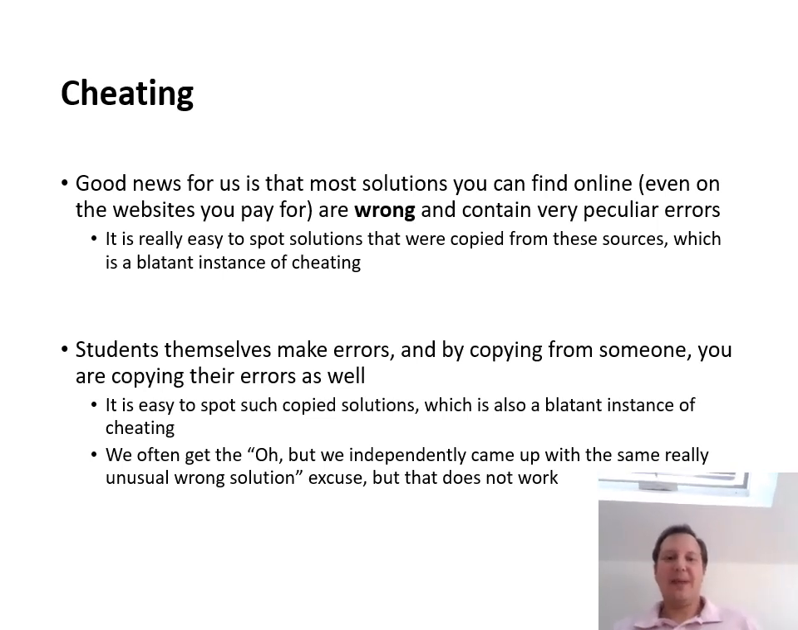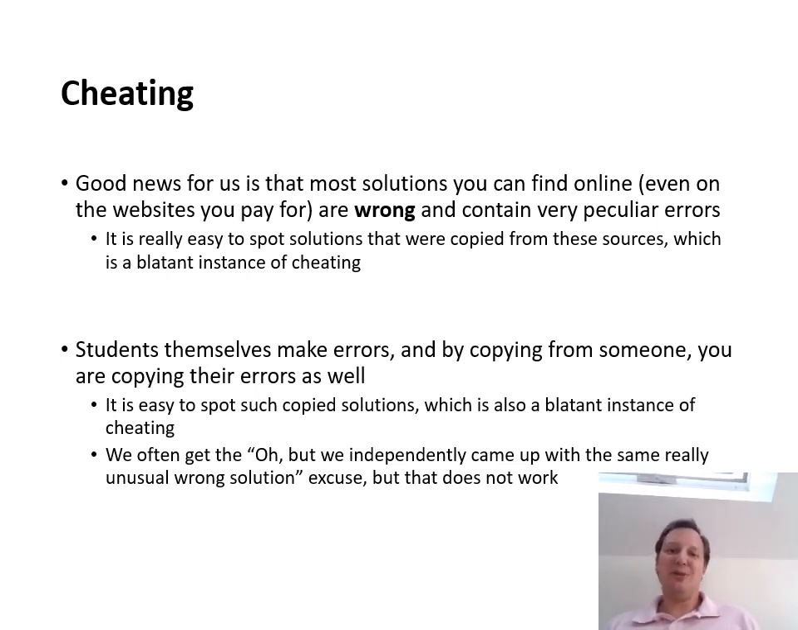Okay, so a little bit more on cheating. Given that these will all be take-home exams and so on, while we definitely stress that searching for solutions online is not allowed, some students still do it, and they copy solutions that they found online. Well, good news for us as professors, at least based on my experience, is that many solutions that you find online, and even on the websites you maybe pay for, are actually wrong and contain very bizarre and peculiar errors.